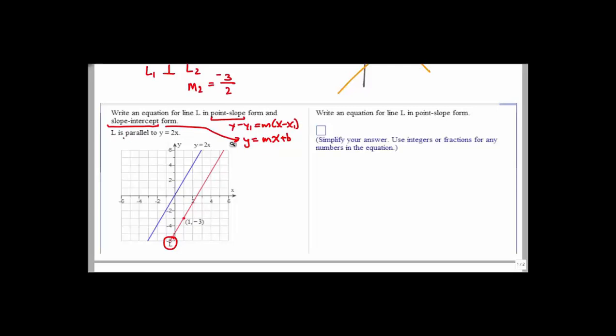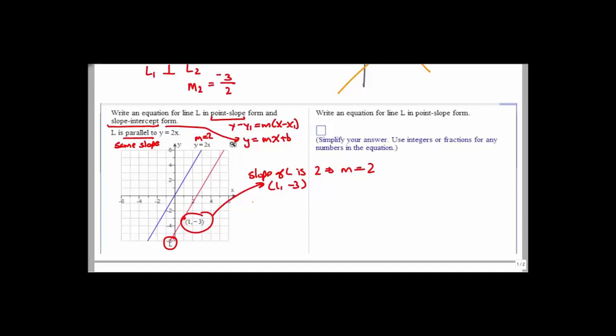First of all, we know that they're parallel, so that means same slope. Well, if we know the slope of this line, y equals 2x, we know the slope is 2 here. So that tells me that the slope of the line L is also 2. So the slope of L is 2. So that means m equals 2. And then look, they give me a point on L as well, (1, -3). So we can also use this point, (1, -3).